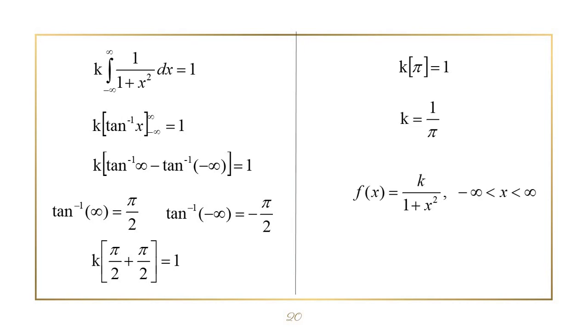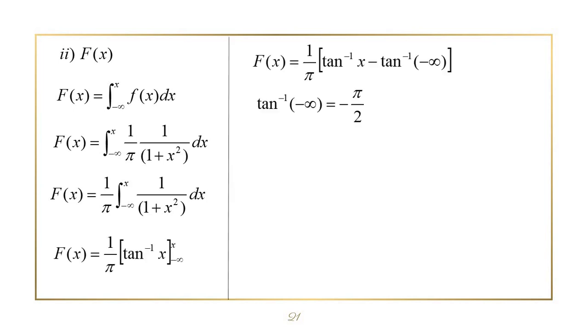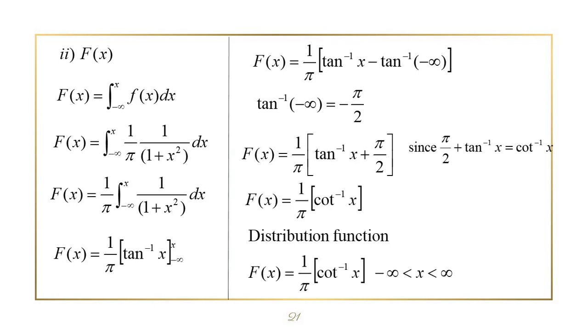Substitute k as 1 by pi in our function. I hope you have understood. This is our PDF. Next we are going to find capital F of x, that is, integrate f of x from minus infinity to x. Since our function f of x is in the interval minus infinity to infinity, we use the whole interval. So we integrate from minus infinity up to x, and you will get the distribution function in the interval minus infinity less than x less than infinity.